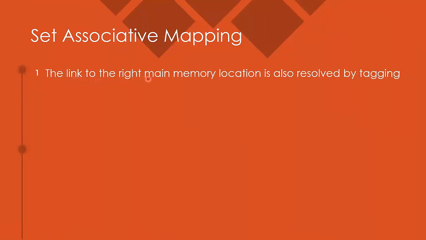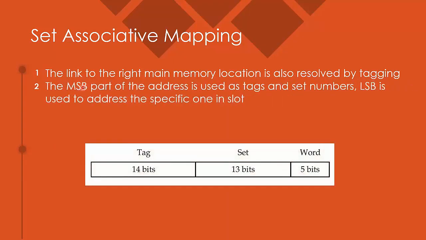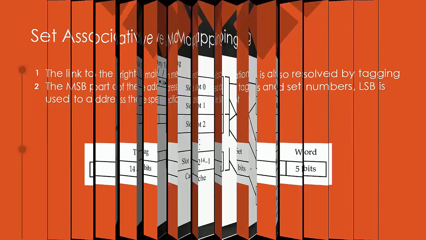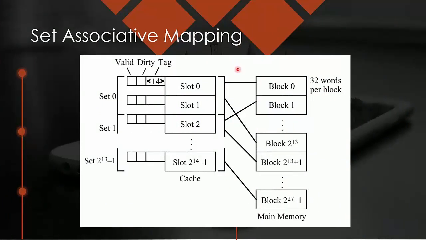The link to the right main memory block location is still resolved by tagging. The MSB part of the address is still used as the tag, and the set value LSB is still used to address the specific word in the slot. Again, for example, previously we had a 27-bit tag. Now some of the bits in the tag have to be put aside to encode the set. This is how we visualize it.